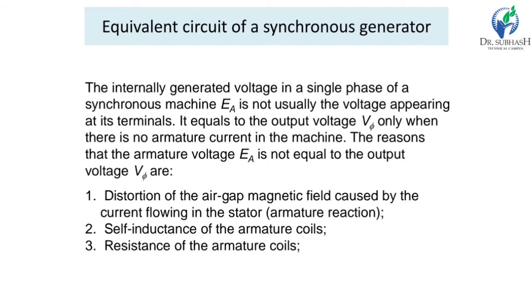The first is the armature reaction, which is the distortion of the air gap magnetic field by the current flowing in the stator. The second is the self-inductance of the armature or stator winding. The third one is the resistance of the armature winding. The armature reaction has the largest impact on the difference between E_A and V.